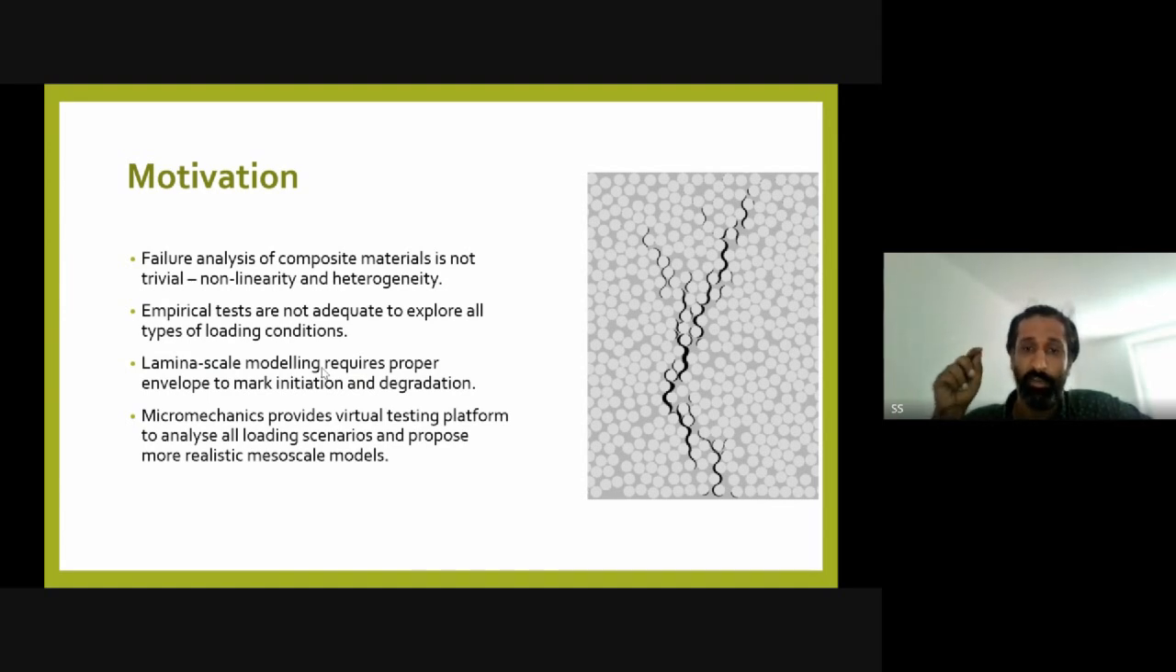Here we have taken help of microscopic volume elements, wherein we take this composite material, we zoom into the microscopic level, and we basically pick up a microscopic volume element. We take a small chunk of this material, and we want that material to be representative of how the material is going to behave at the mesoscale, at the laminar scale.